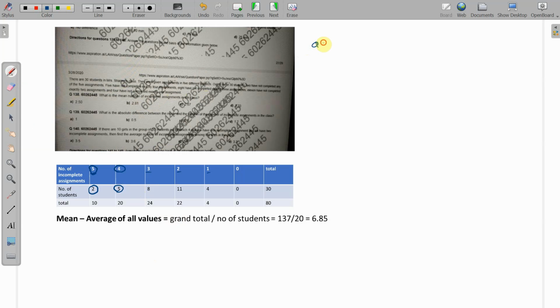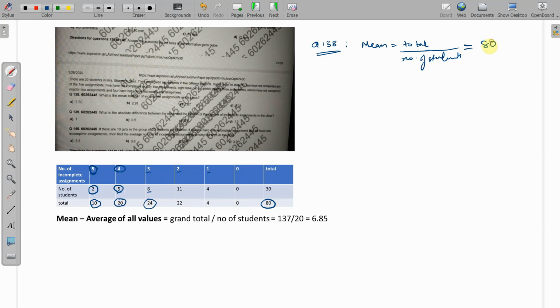So question number 138 asks, what is the mean number of incomplete assignments in the class? Mean is equal to total divided by number of readings. Here the number of students is the readings, right? So how much is the total number of incomplete assignments? Here there are 2 students who have 5 incomplete assignments, so totally they have 10 incomplete assignments. 5 students have 4 incomplete, so total 20 incomplete assignments. 8 students have 3 incomplete assignments, 24 total incomplete assignments, and that way when I've added all of them, I get 80 incomplete assignments in all.